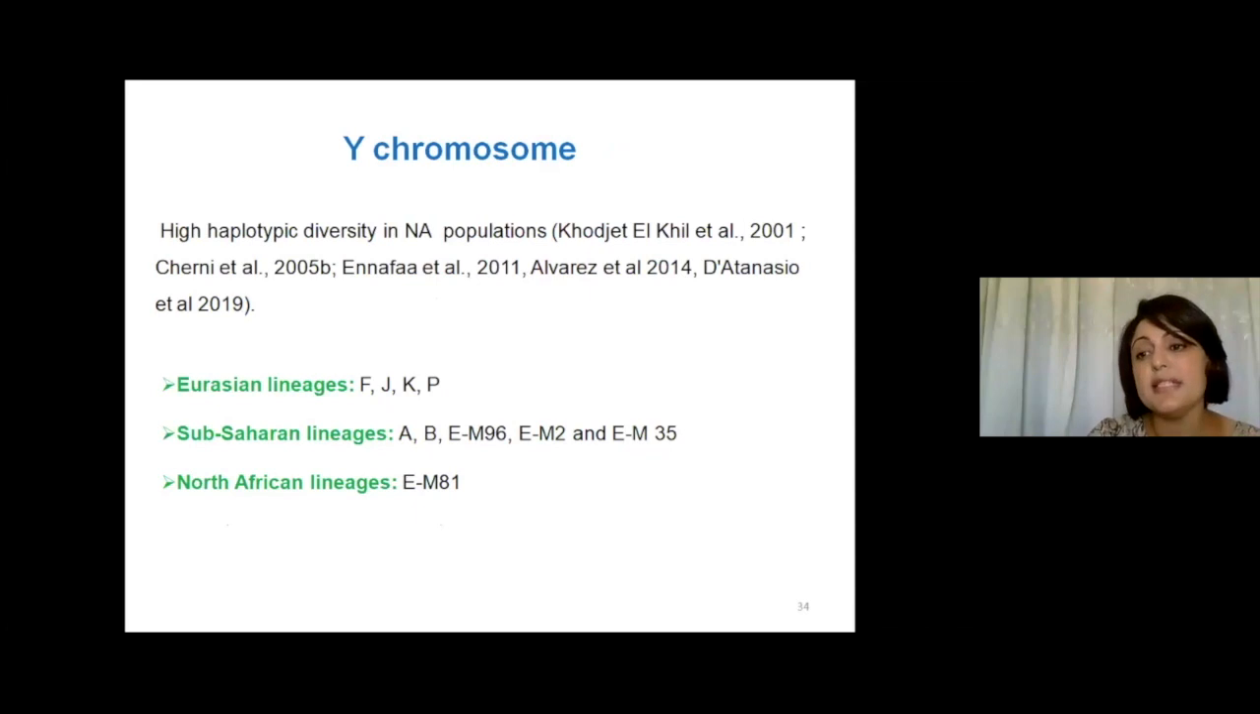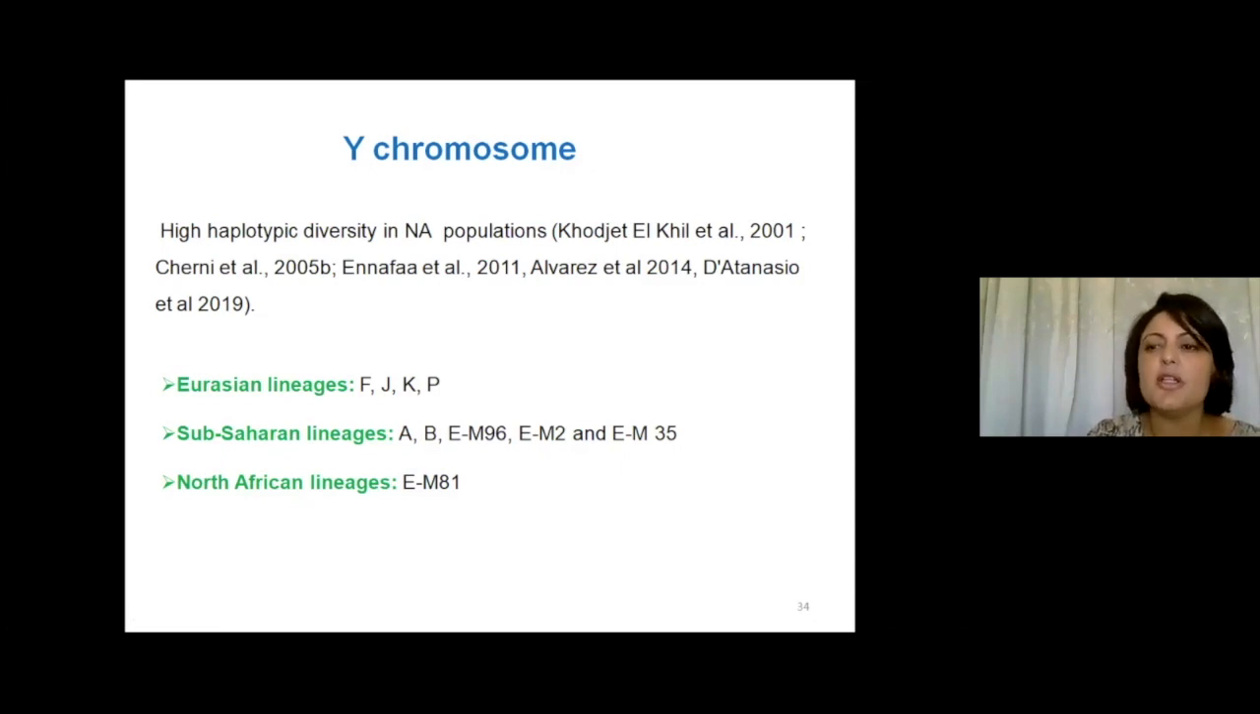So our finding is also confirmed with other work performed on another uniparental marker, which is Y chromosome. Several studies performed on North African population showed that there is also a mosaic aspect of this genetic structure of North Africa, considering Y chromosome variability. We can have Eurasian lineage, Sub-Saharan lineage, and North African lineage.